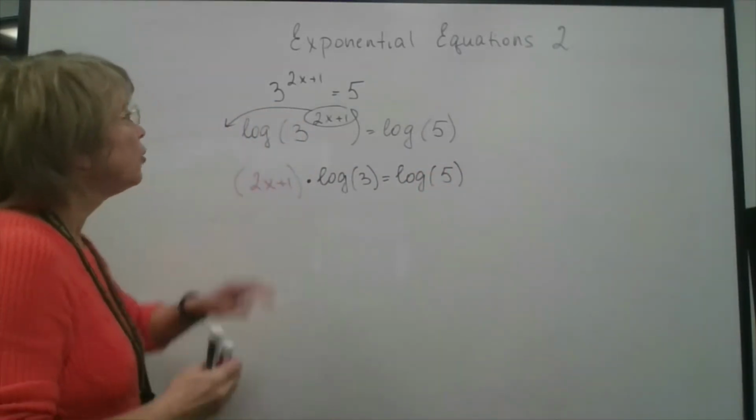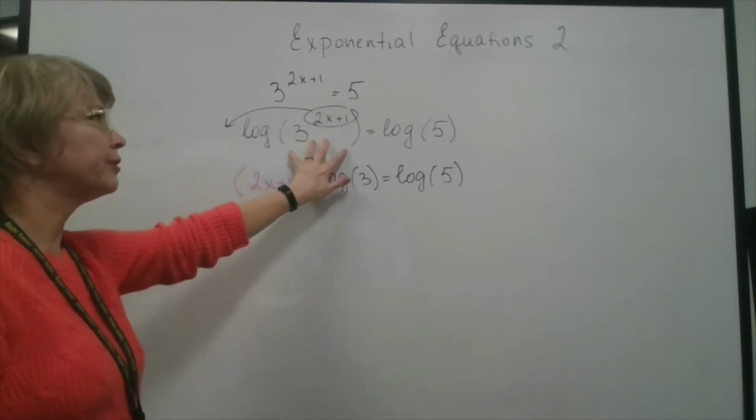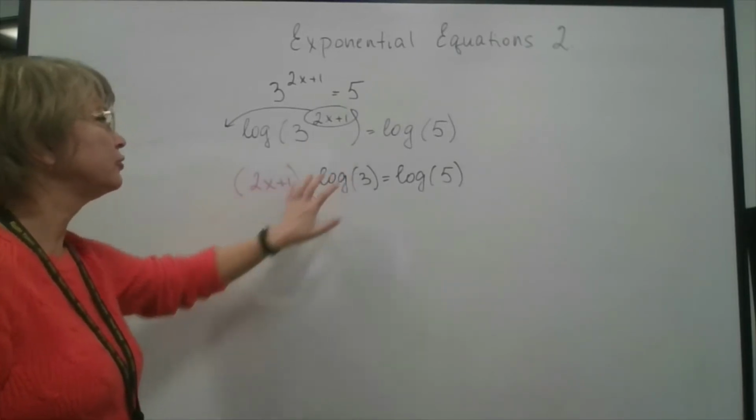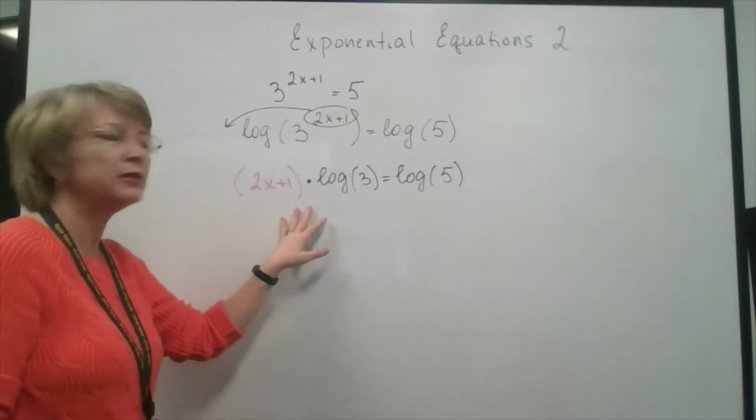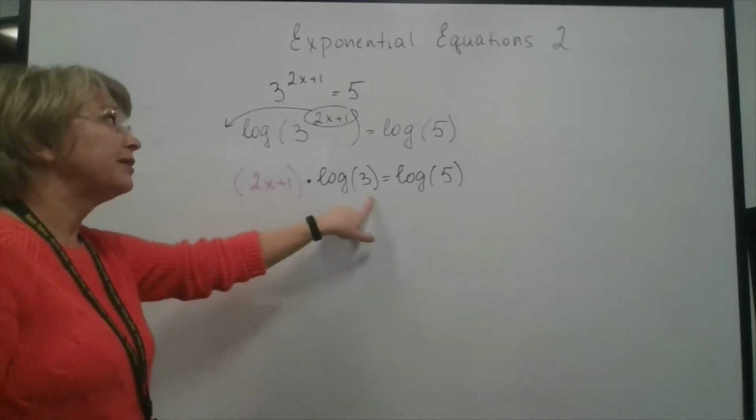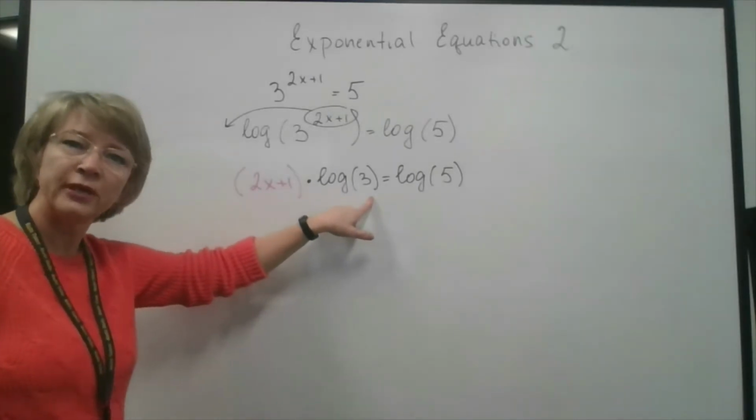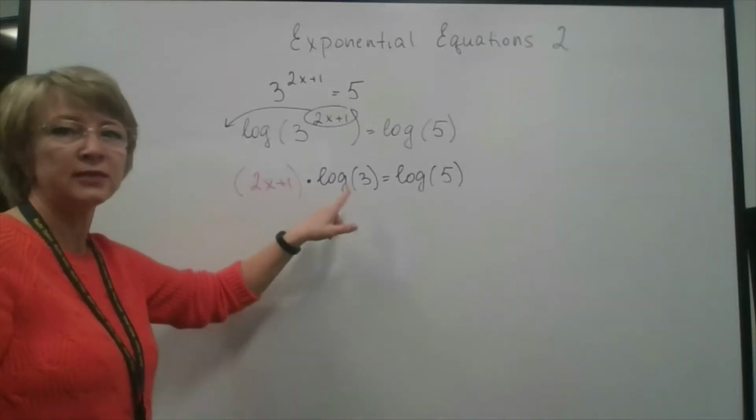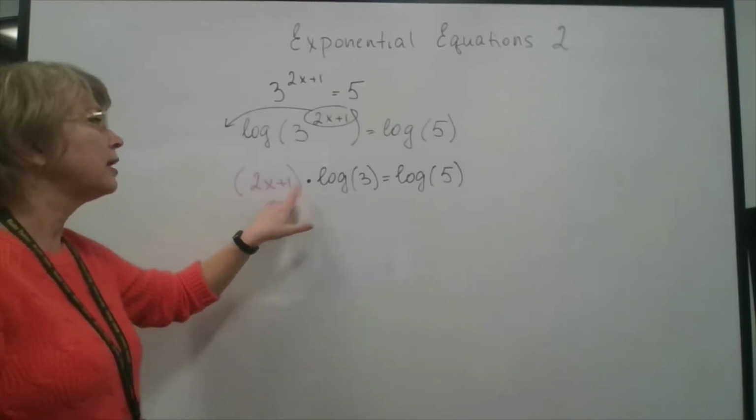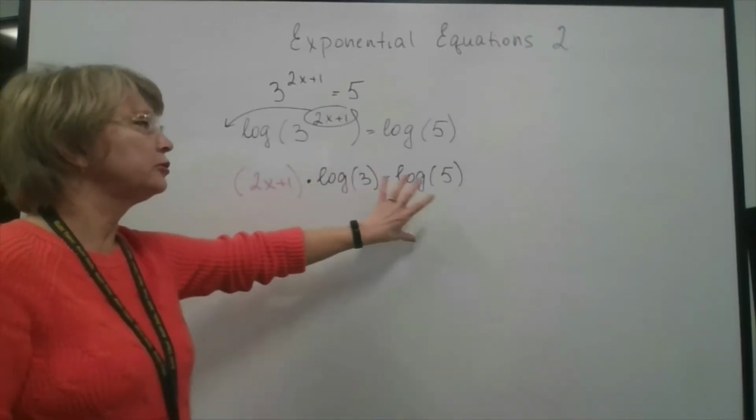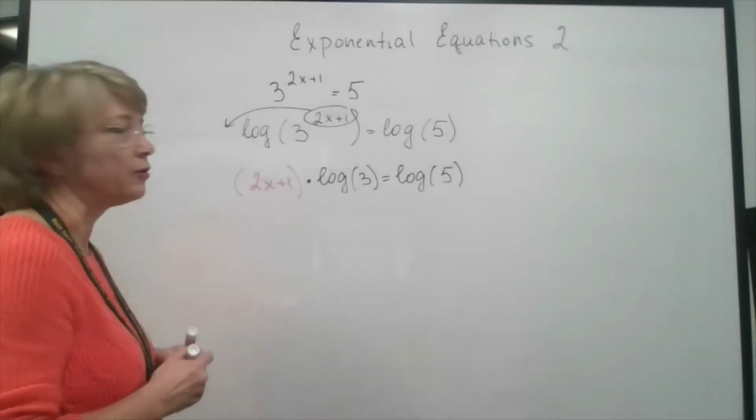What happened? We changed the exponential equation to a logarithm equation. And now the logarithm equation we change to a linear equation. I know that it doesn't look like a normal linear equation because we never saw a logarithm of 3 in our linear equations, but if you type the logarithm of 3 on your calculator, you will see that this is a number. So really what you have right now is 2x plus 1 times some number is equal to a different number. So this is a linear equation now.